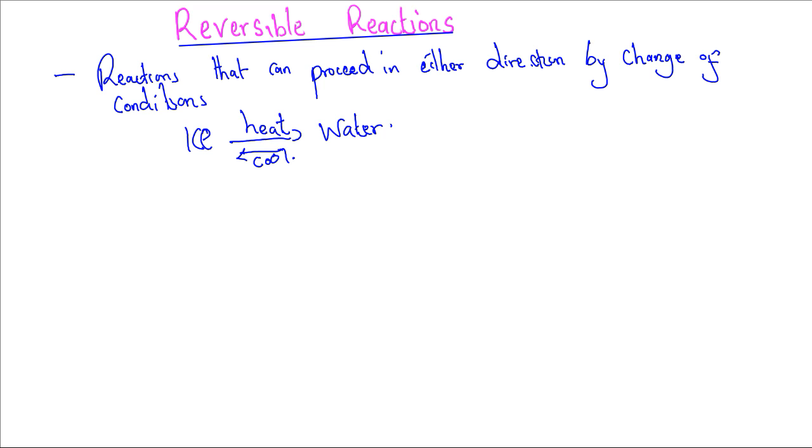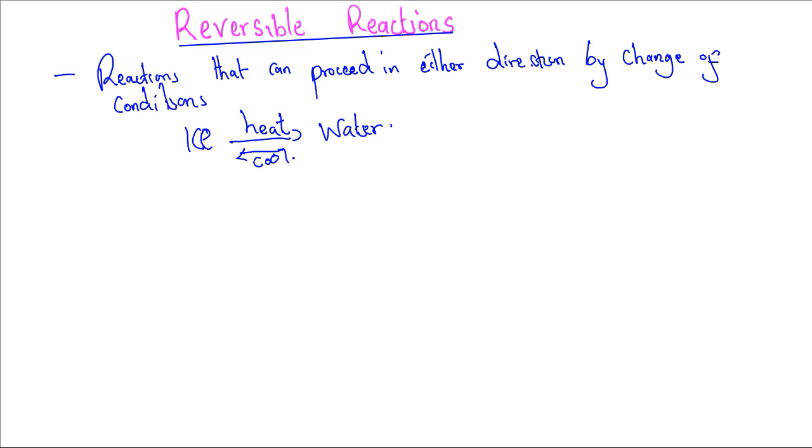It therefore implies that this reaction is reversible, meaning products can still change back to reactants on changing the condition of the reaction. You've seen in the first case, it is heating, from reactants to products, and when the products are cooled, we get back the reactants. So such a reaction is normally referred to as a reversible reaction.